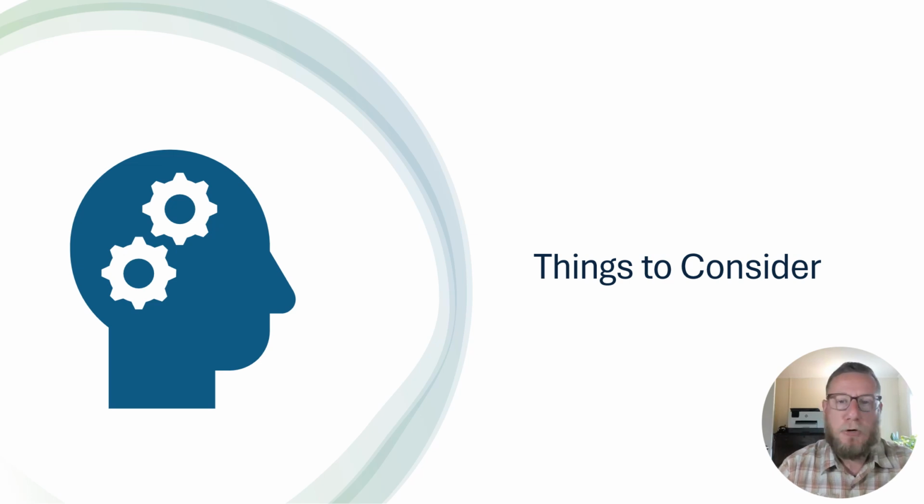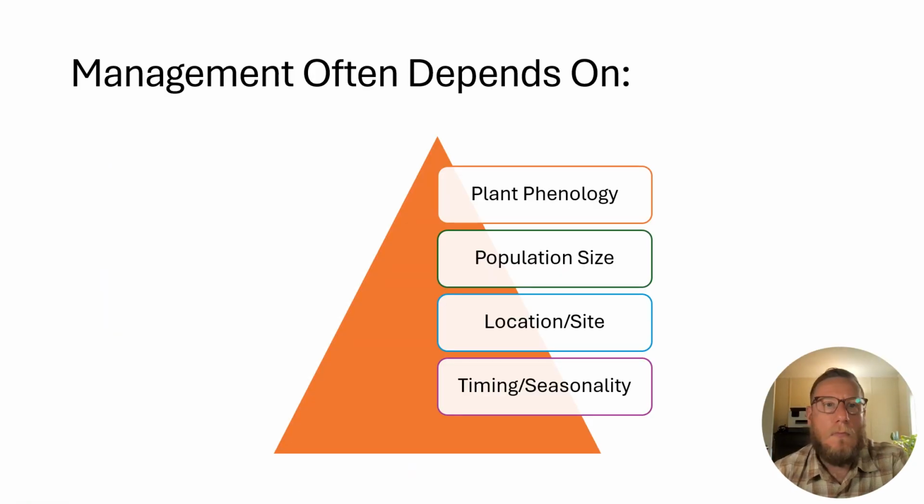All right, so now we're going to move on to things to consider when planning invasive plant management. All right, so our plant management often depends on plant phenology, population size, location or the site, and timing and seasonality. And some of these are pretty connected. For example, plant phenology and seasonality are pretty connected, but they're also different. So we'll go through some of these.